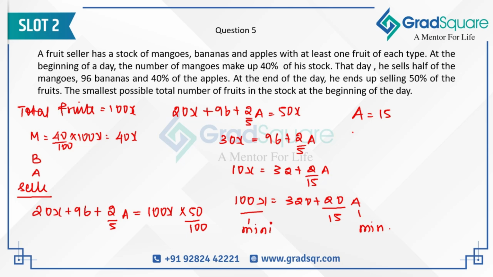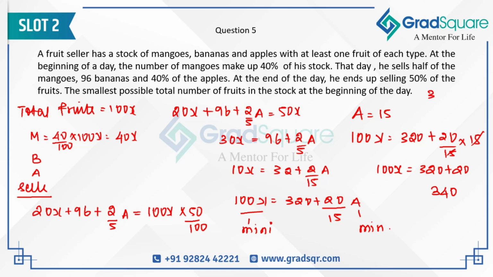So if a is 15, 100x will become what? 320 plus 20 by 15 into 15. So 15 gets cancelled. So the minimum value of the total number of fruits will be what? 320 plus 20, which is going to be 340. So that will be the answer for this question, 340.